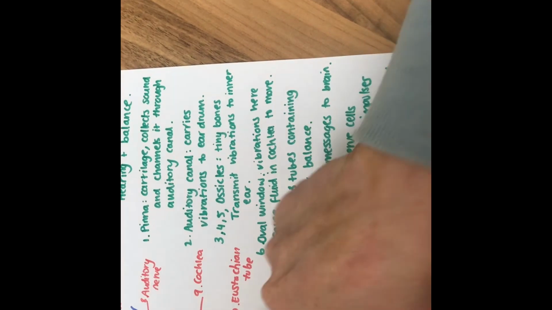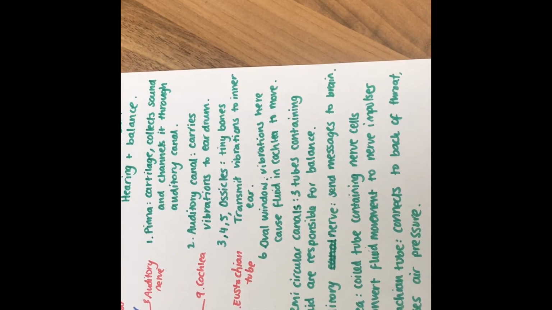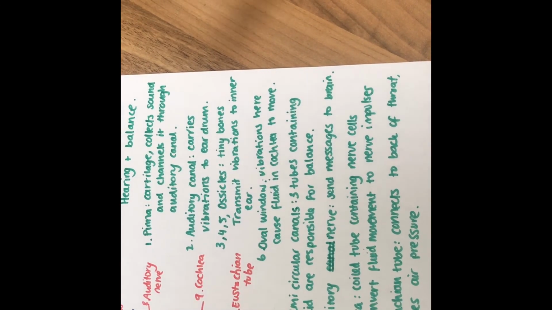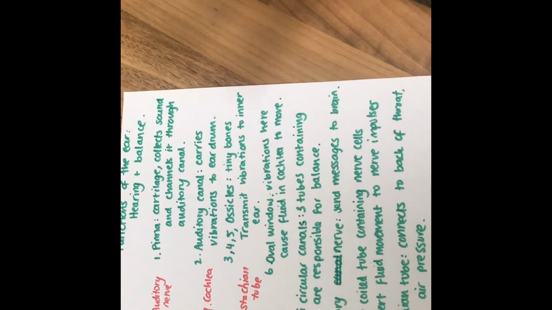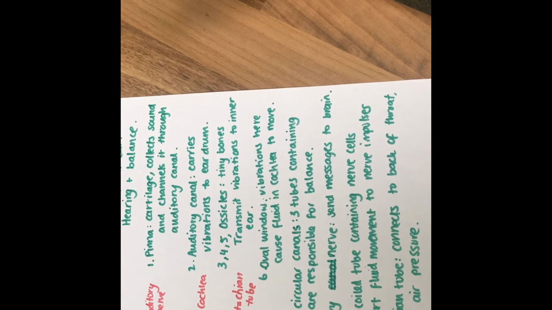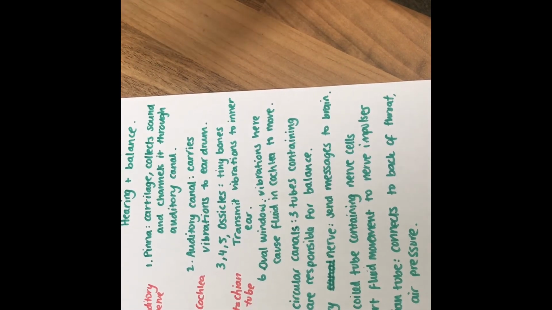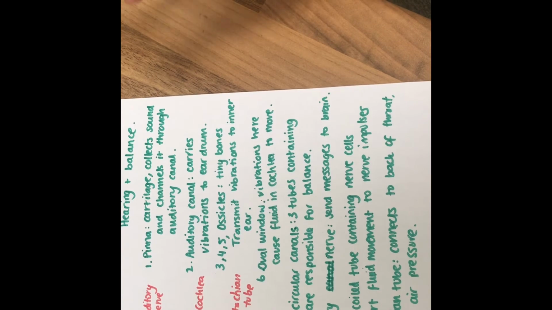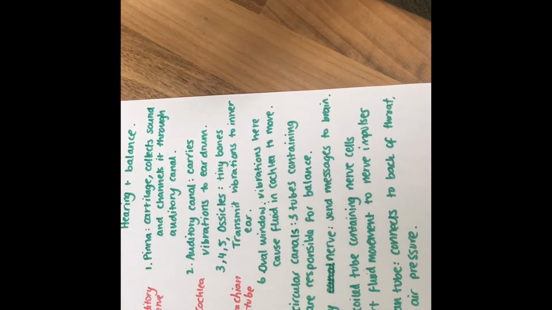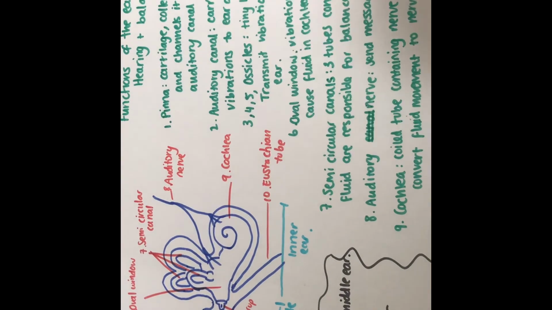The cochlea, what I've said already here, it's a coiled tube, it looks like a snail. What it does is it contains lots of nerve cells, and it converts fluid movement to nerve impulses for us to send those nerve impulses to the brain. So the movement of the fluid inside the cochlea is converted into nerve impulses for us to pick up messages in our brain.